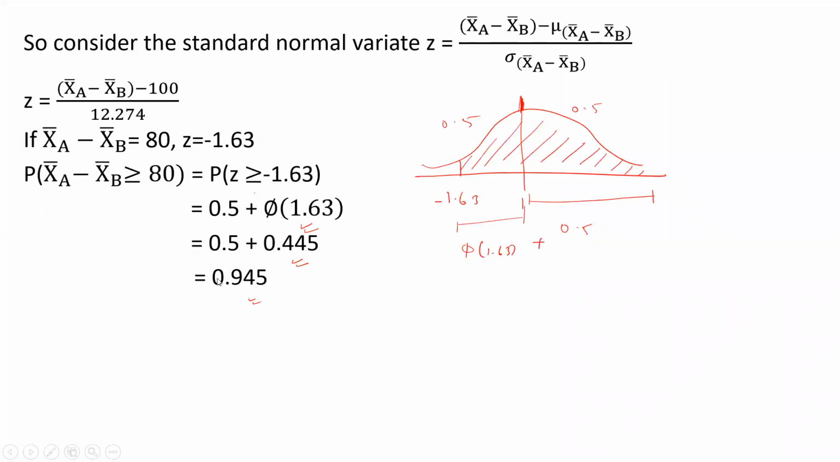So this is the probability of the difference of brand A bulb and brand B bulb. Or we can say that brand A bulb has a mean life of at least 80 hours more than brand B bulb. There is a 94.5% chance that brand A bulb will run longer than 80 hours more than the brand B bulb. This is what it indicates.